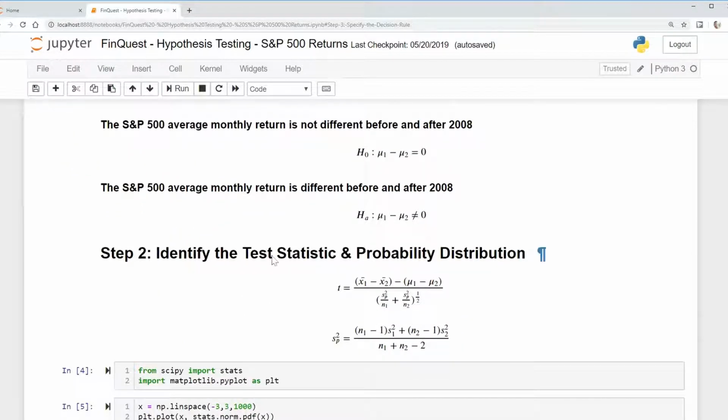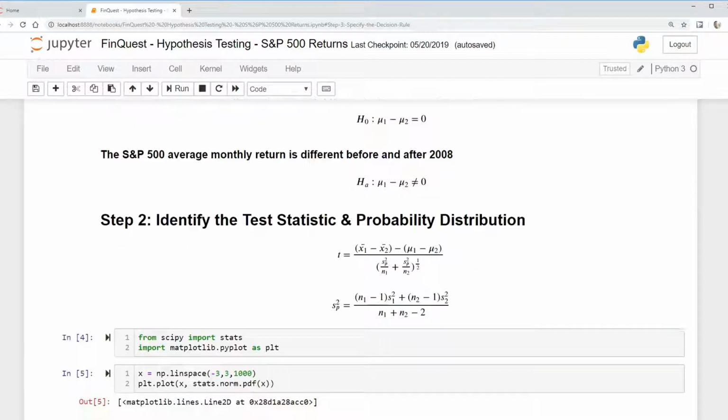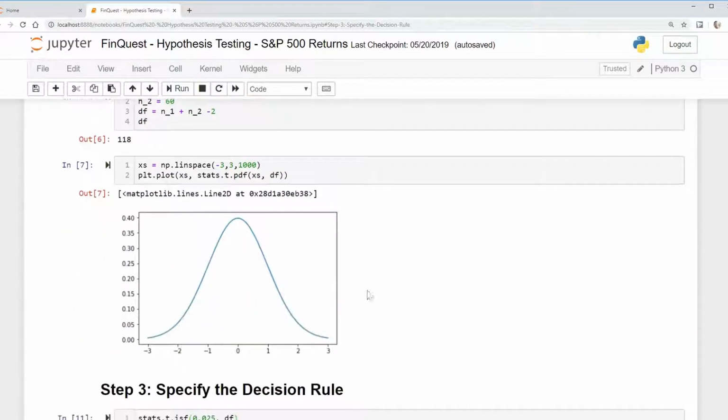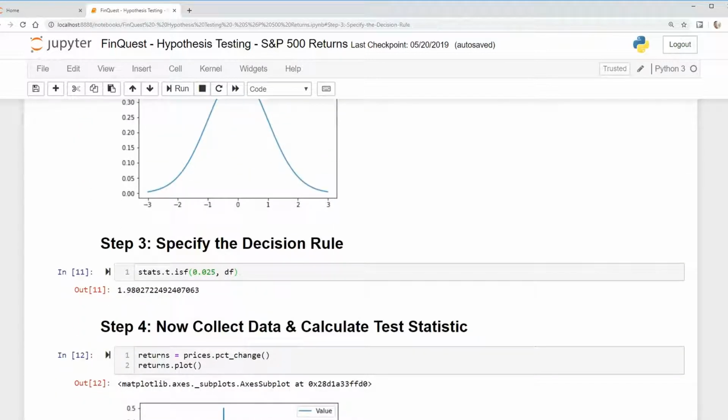We then identified the test statistic and probability distribution. And remember, we assumed that these returns were approximately normal and that there were equal variances. We did not know the population variance, but we assumed that they were equal. We then determined our degrees of freedom, and it was 118. And we determined that a t distribution was most appropriate. We specified our decision rule, and that was a rejection point or t critical value of 1.98.